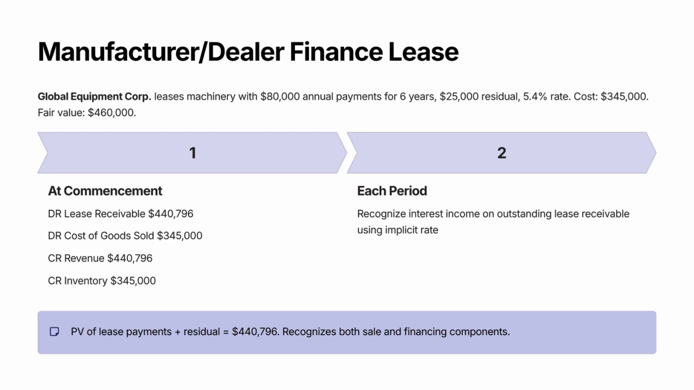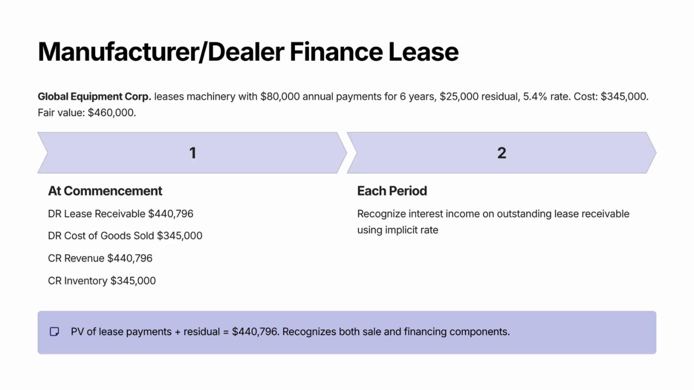At the start of the lease, the entries look like this. Debit lease receivable, the net investment in the lease. Debit cost of goods sold, credit revenue, credit inventory, or equipment. After that, the lessor earns interest income each year using the implicit rate in the lease.